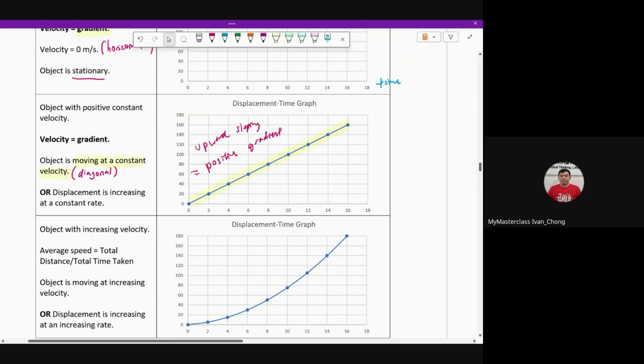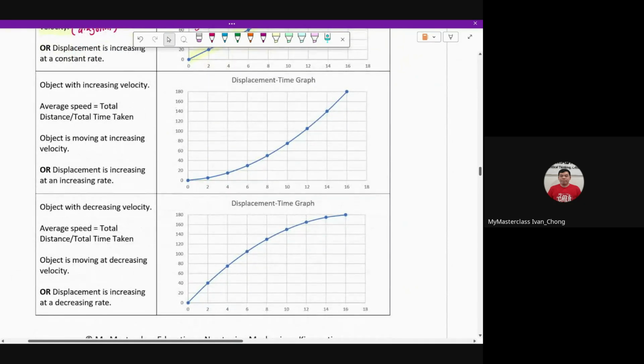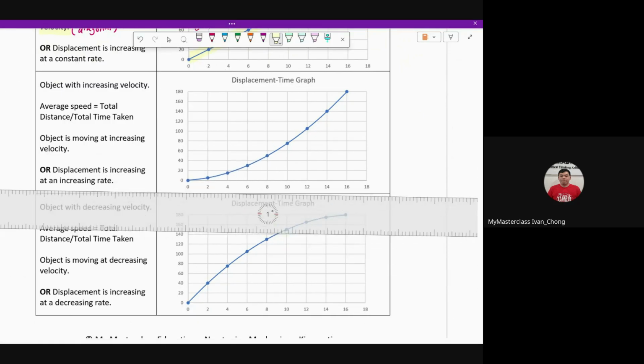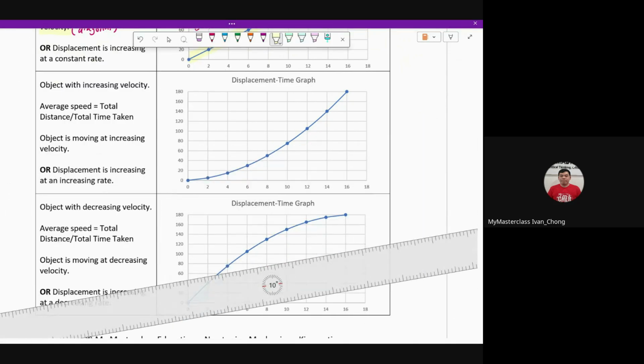Okay, so now to the more advanced stuff, you will see a curve. What do you mean by a curve? As you can see on top and below, there are two different types. Before we do anything, both of these are upward sloping. So both of them are still positive velocity. What does that mean? You are moving forward.